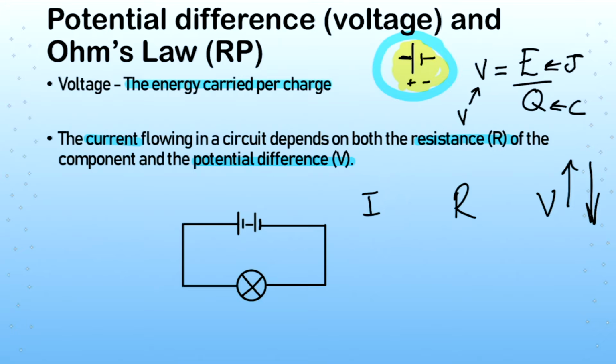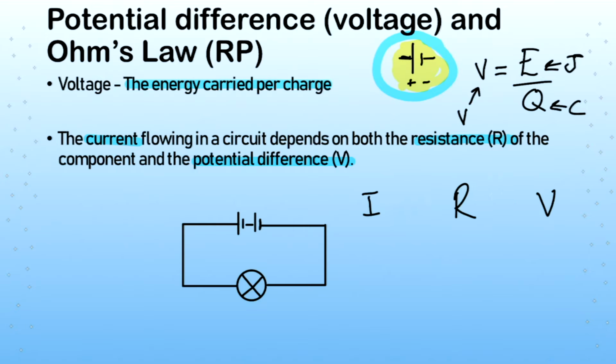However, resistance is a restriction of the flow of charge. So it's making it harder for current to move. So if you increase the resistance, you're going to decrease the current. If you decrease the resistance, you'll increase the current. So these two factors are both going to affect how current moves.